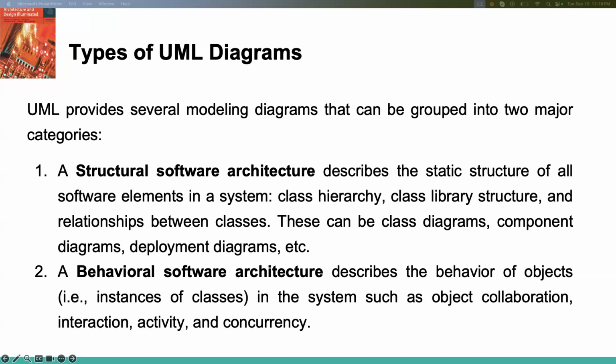Then you have behavioral diagrams. Behavioral diagrams describe the dynamic behavior of the system, focusing on how objects interact and behave. Examples include object collaboration, how objects work together, interaction diagrams showing the flow and messages between objects, and activity diagrams describing the workflow and tasks within the system.